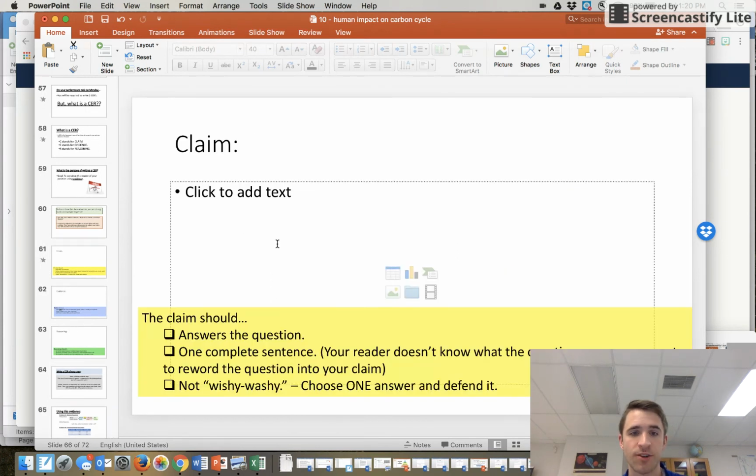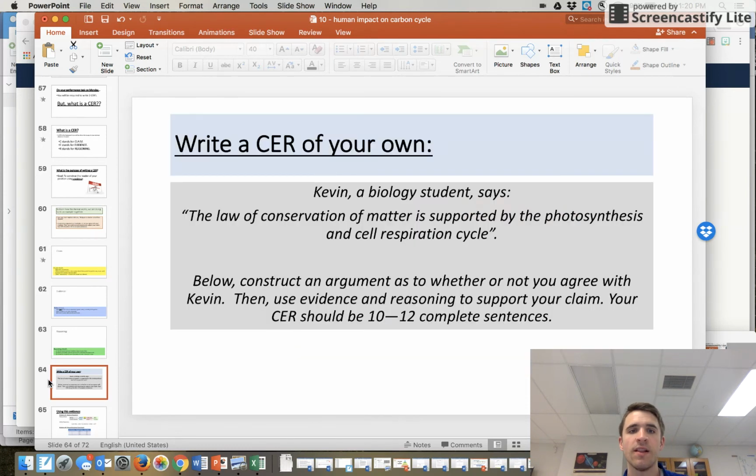My claim needs to answer the question in one complete sentence and not be wishy-washy. I need to choose a side. I can't just say I think anything's right. Let's look at our question again. It says, construct an argument as to whether or not you agree with Kevin. So we have to say, do we agree with the fact that Kevin said the law of conservation of matter is supported by the photosynthesis and cell respiration cycle? Yes, I think we do agree, right?